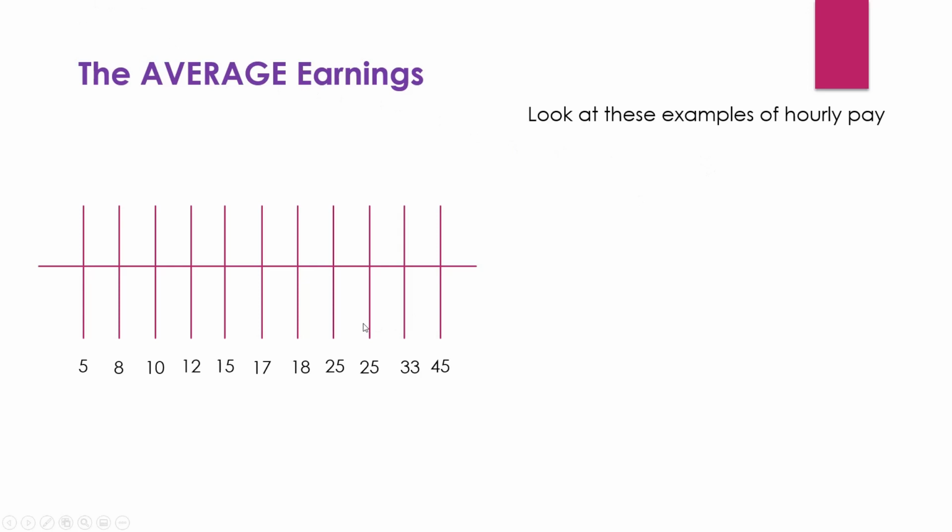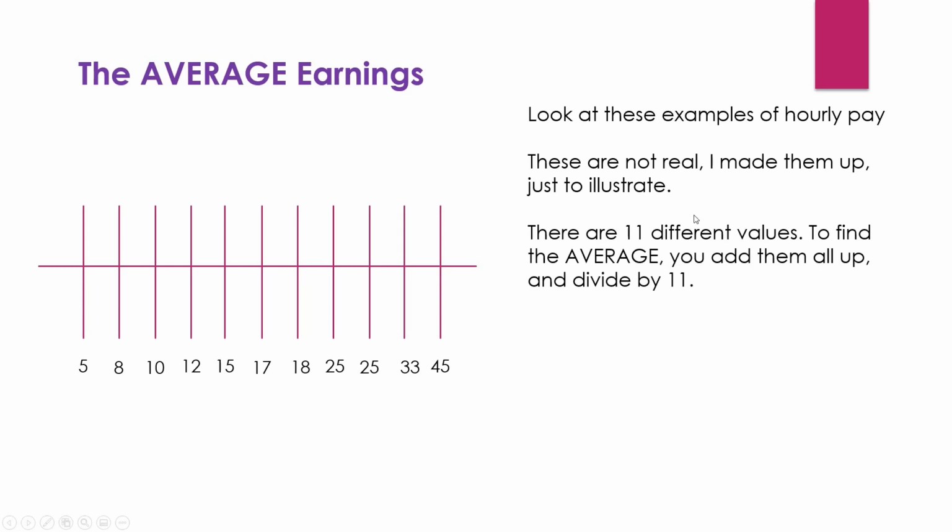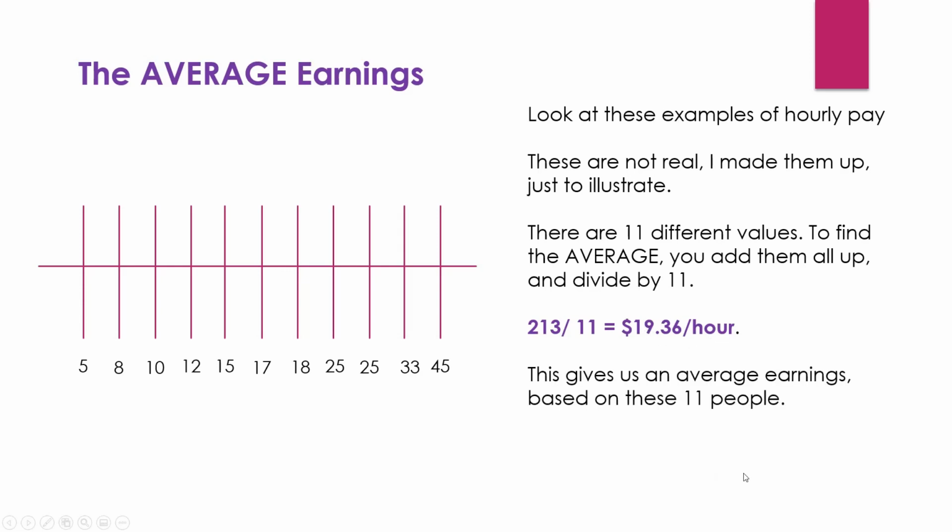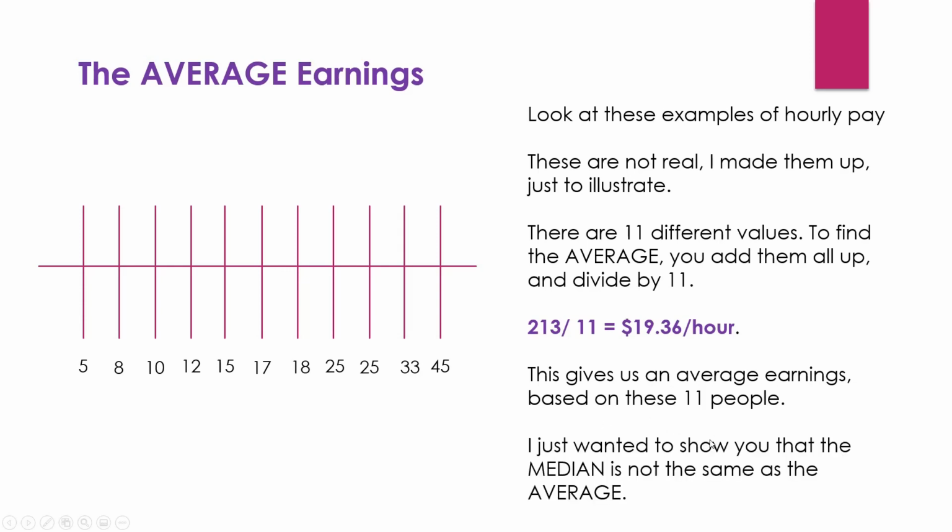Let's look at this. It's the same data, okay? These are not real. I made them up. Like I said, there are 11 different values. To find the average, you add them all up and then divide by 11. So 213 is what you get if you add them all up, divide by 11, equals $19.36 an hour. So the average of these is $19.36 an hour. This is a more accurate depiction, but it still doesn't mean that's how much you're going to earn. This gives us average earnings based on these 11 people. I just wanted to show you that the median is not the same as average. People use those words interchangeably, but they're not the same thing.